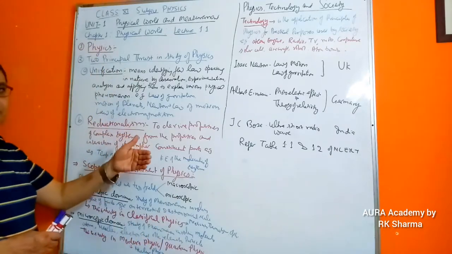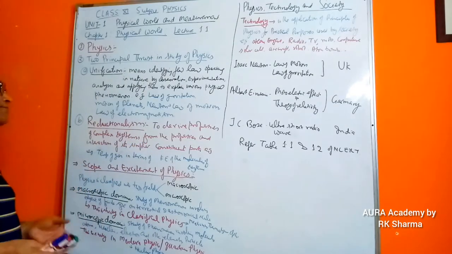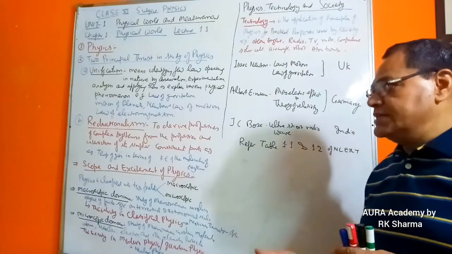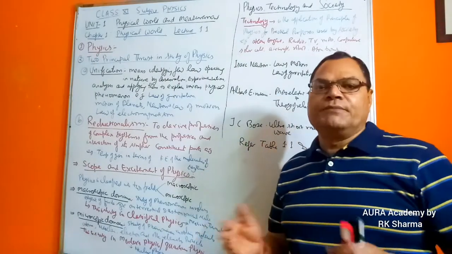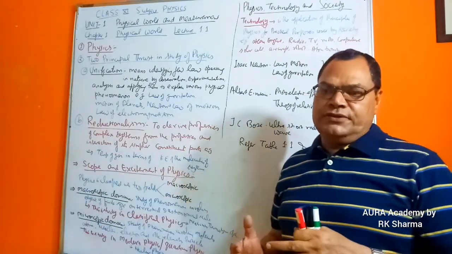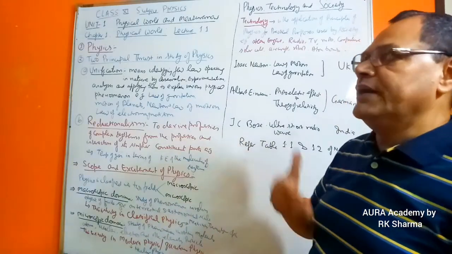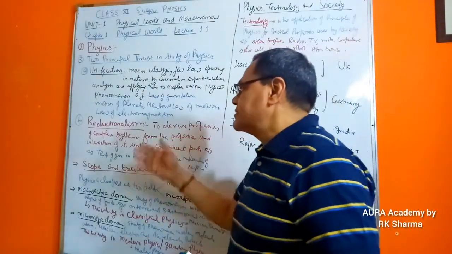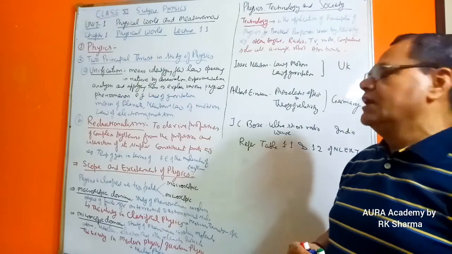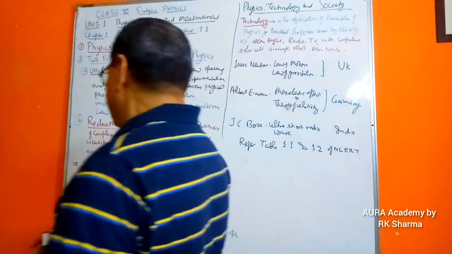Then the other thrust to study physics is reductionism, which means to derive some properties of complex systems from the properties and interaction of the simpler constituent parts. Meaning when we have smaller particles or small objects, how to combine them for a collective study. The study of that will be under reductionism, for example the temperature of a gas in terms of the kinetic energy of the molecules of the system. So it is somewhat a molecular study.